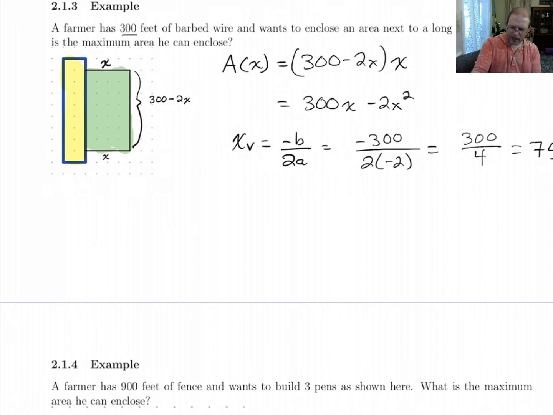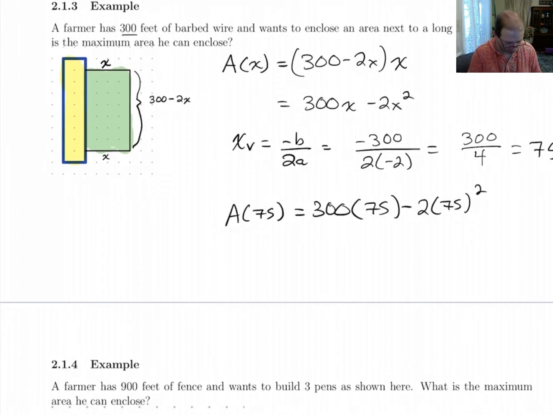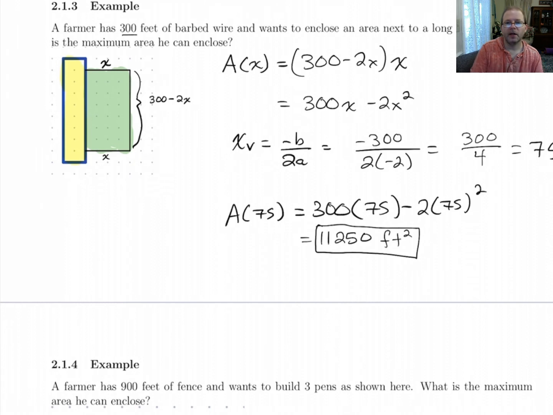And I could take that 75 and plug it back into A of x. Let's see, 300 times 75 minus 2 times 75 squared gives me 11,250. So that's the maximum area that could be enclosed. That's in square feet. That's one way you can do it.